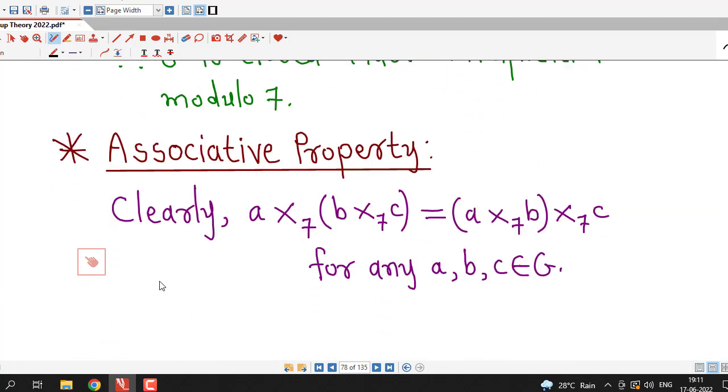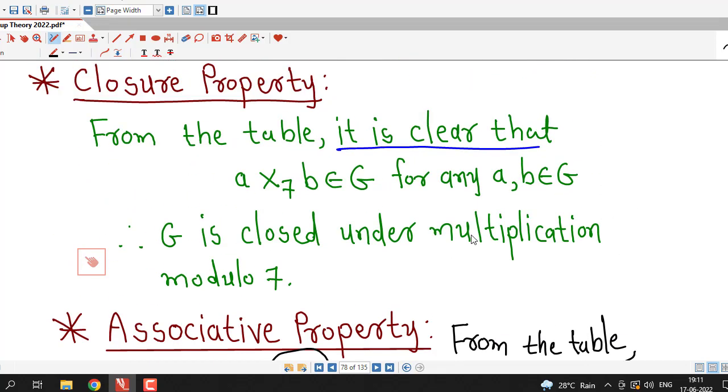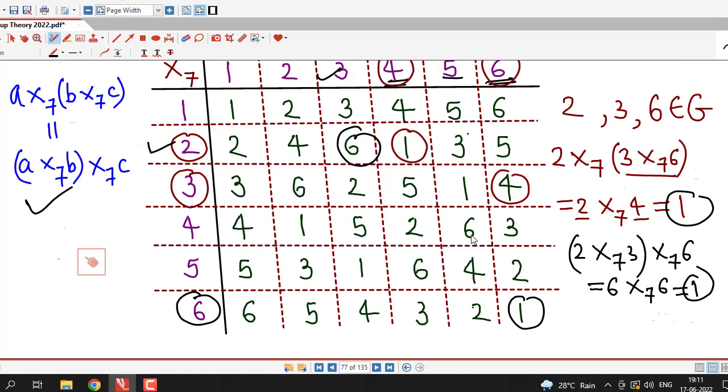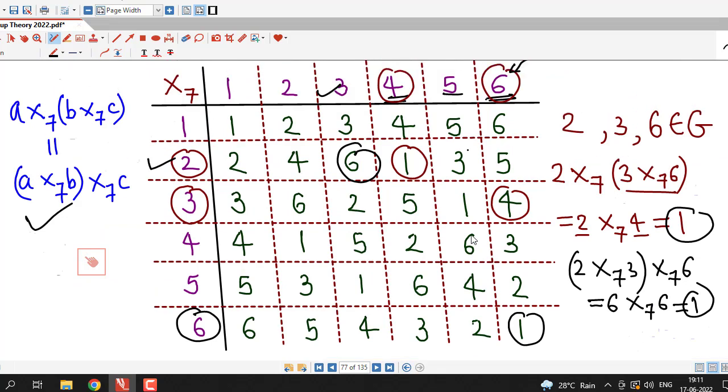So here I have written clearly (A multiplication modulo 7 B) multiplication modulo 7 C equal to A multiplication modulo 7 (B multiplication modulo 7 C), for any A, B, C belongs to G. And we can mention that from the table we clearly have this, therefore the associative property is satisfied. Now the next one is existence of identity element.